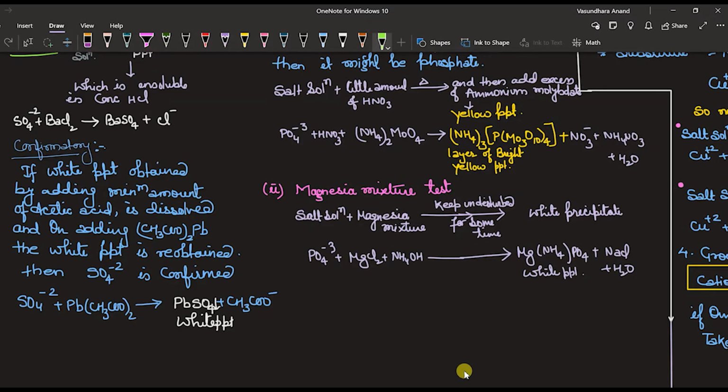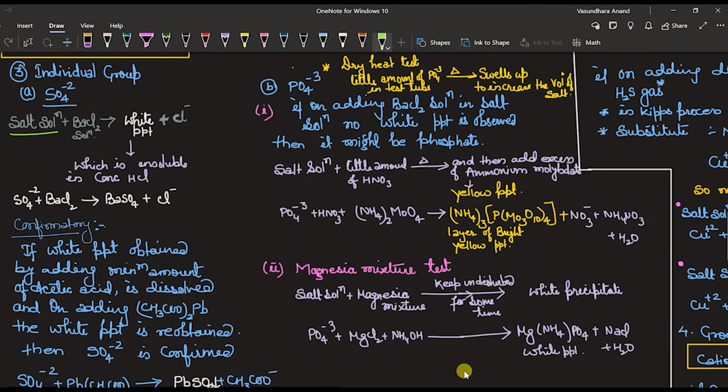Now for the confirmatory test of sulfate: the white ppt which we observed on adding BaCl2 solution, we dissolve in a minimum amount of acetic acid. It will dissolve, and if we further add lead acetate to the same solution, the white ppt will be re-obtained. Then SO4 2- is confirmed.